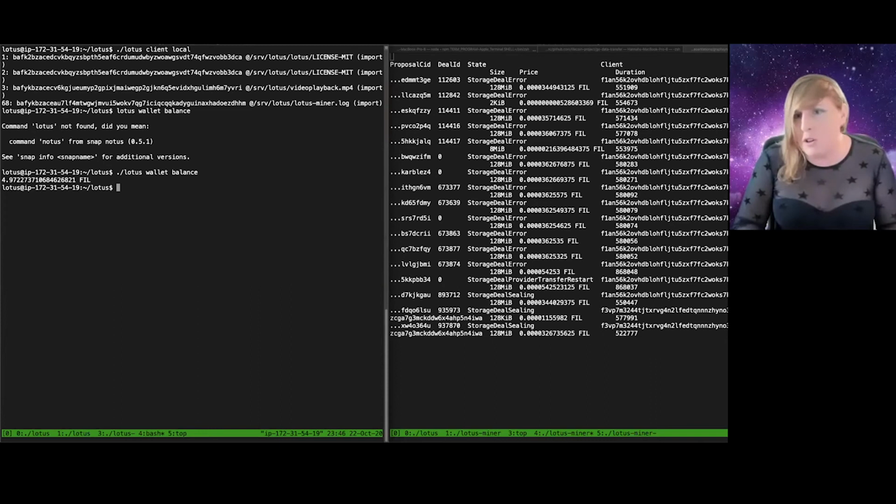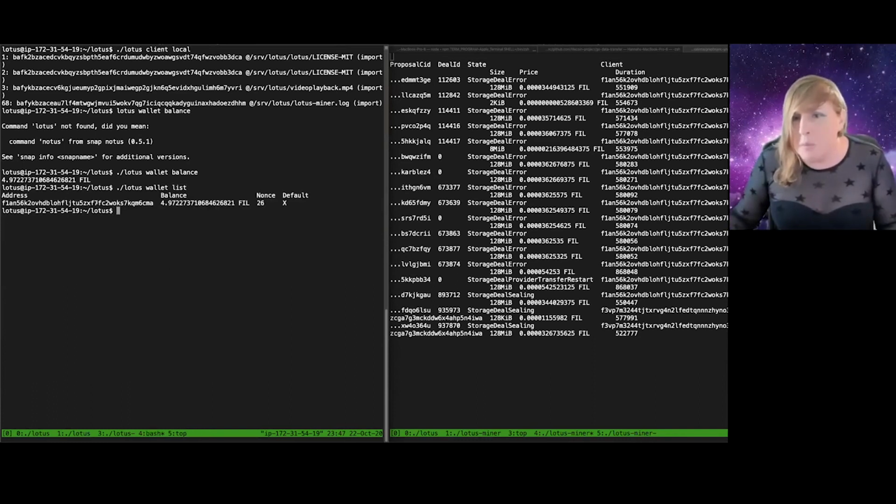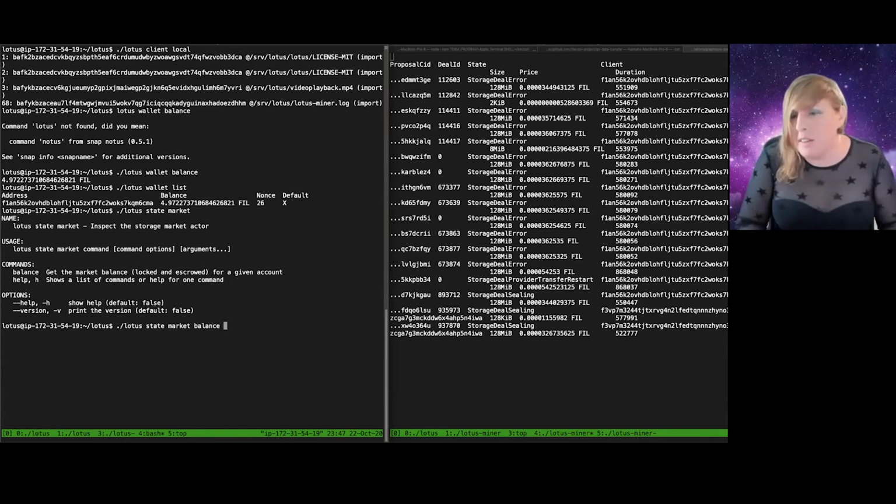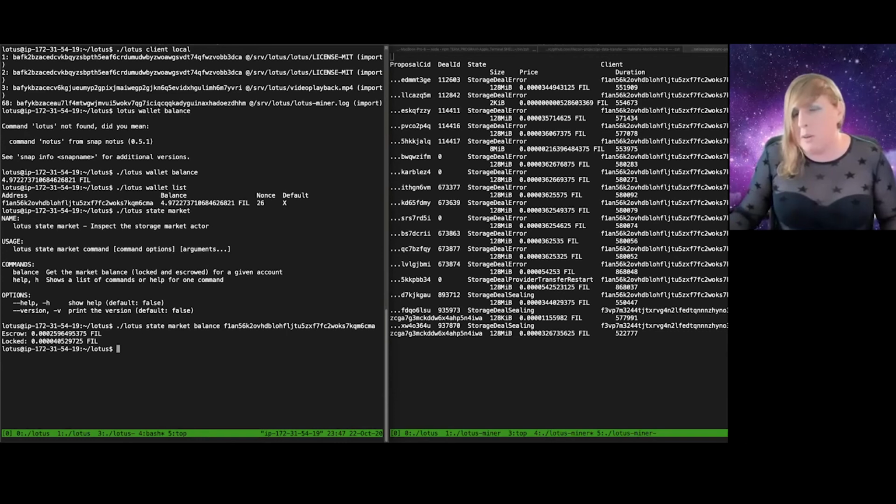Now that doesn't mean it's in the storage market actor, but you can actually look at this. Some people have asked me, how do I know what I have in the storage market actor? And I'm going to do Lotus state market balance, and I'm going to give the wallet, and it's going to tell me that I have this much in escrow and this much locked.